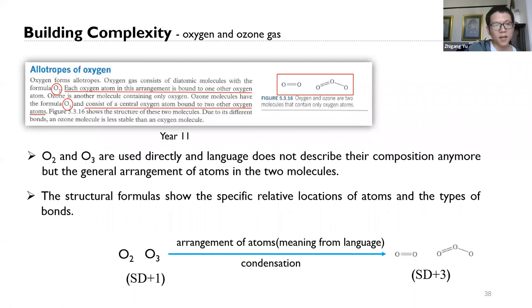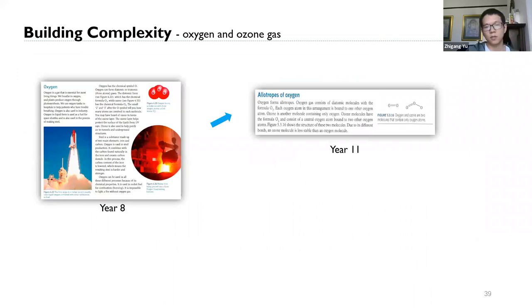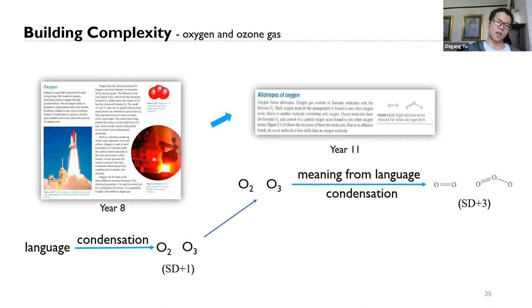So it's a little bit clearer here. From year 8 to year 11, you can use these forms to represent how the complexity is being built through the schooling levels. This shows you how the knowledge is being built through these formalisms. From O2 and O3, it first condenses meaning from the language, and then in year 11 it further condenses meaning from the language, and then all the meanings are condensed in the structural formulas. So that's how we can see that the knowledge is being built there.